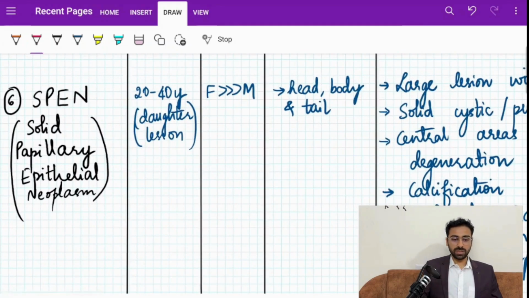For the next lesion, we come on to SPEN. It stands for solid papillary epithelial neoplasm. It is usually encountered in the daughter age group, meaning 20 to 40. So mother was mucinous, grandmother was serous, daughter is SPEN. It is again more frequently encountered in females, and it is involving the head, tail, as well as the body of the pancreas.